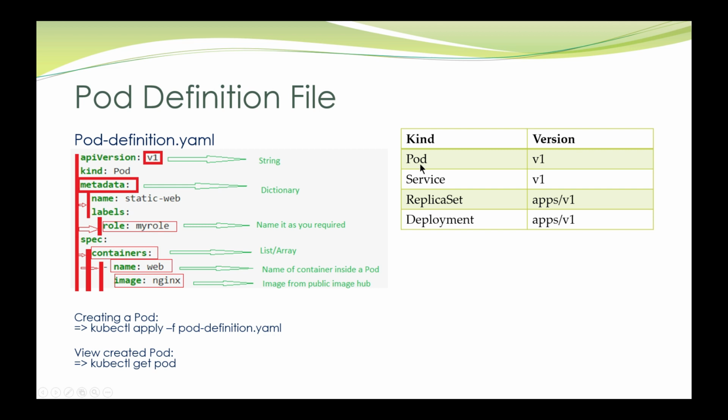If you create a pod, you need to use the version v1. For the service, v1. For the replica sets, which is going to be my next session, you can use apps/v1. So this is the version thing, and you have to do it in a similar way, because otherwise the application will produce an error. The deployment is the same as the replica sets.